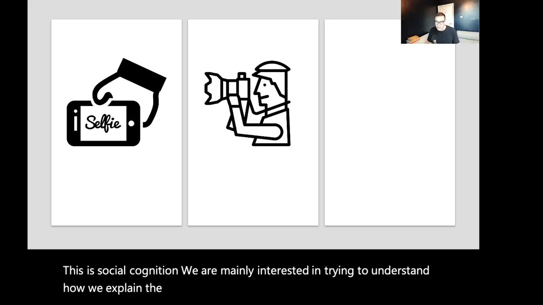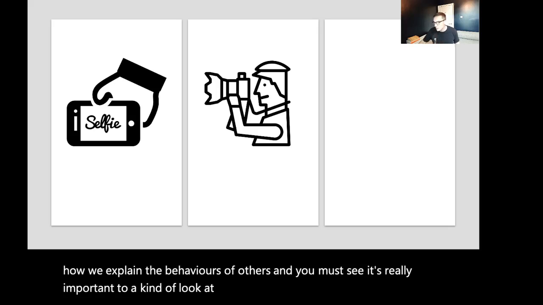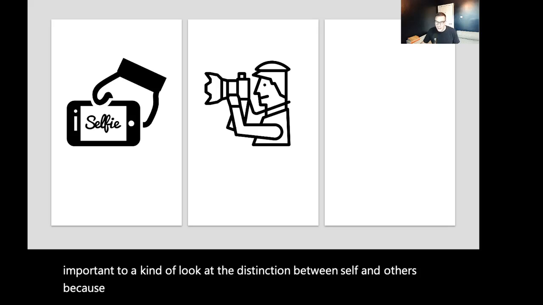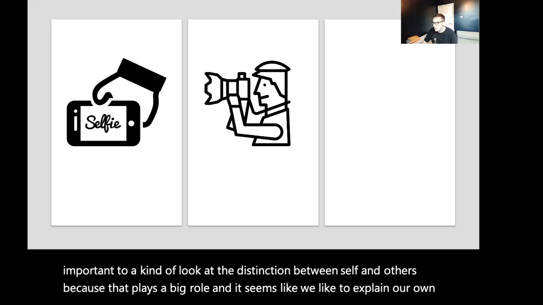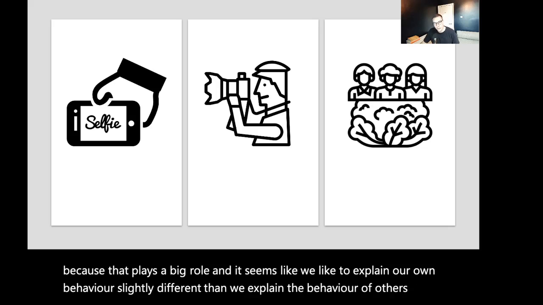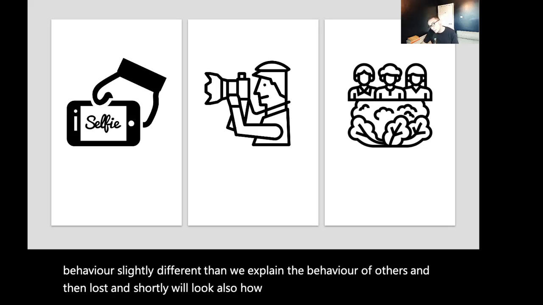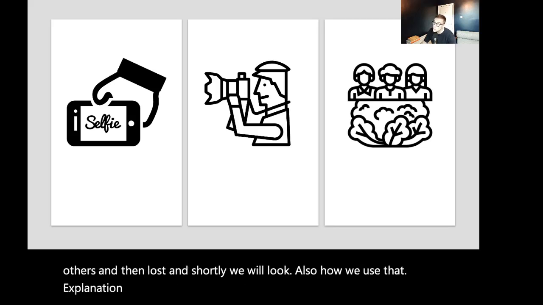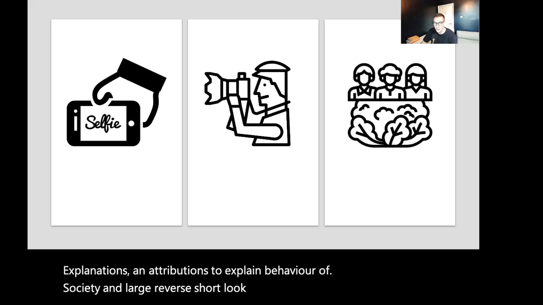And you will see it's really important to look at the distinction between self and others, because that plays a big role. It seems like we like to explain our own behavior slightly differently than we explain the behavior of others. And then last and shortly, we will look at how we use these explanations and attributions to explain the behavior of society at large, with a short look at conspiracy theories.